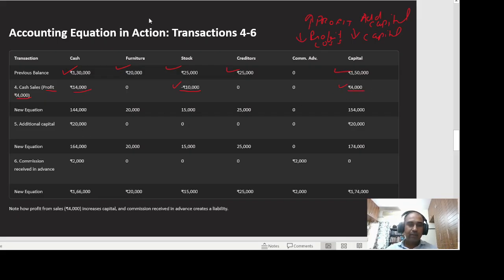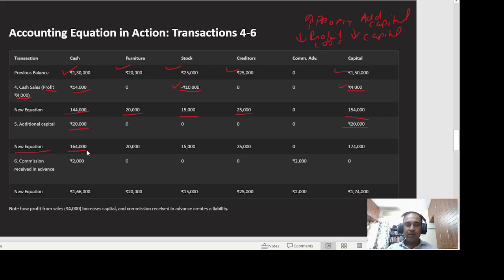Clear? So my new accounting equation will be 1,44,000 cash, furniture no change 20,000, stock 25,000 decreasing to 15,000, creditors no change 25,000, and my capital will become 1,54,000. Capital is changing because of the profit. Additional capital introduced 20,000. The two accounts involved are cash and capital. So my cash will increase from 1,44,000 by another 20,000, and my capital will increase by 20,000. Accounting equation, the new equation. After every accounting entry, you have to pass a new equation.